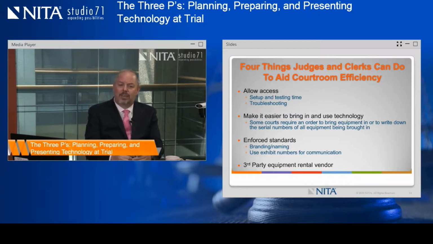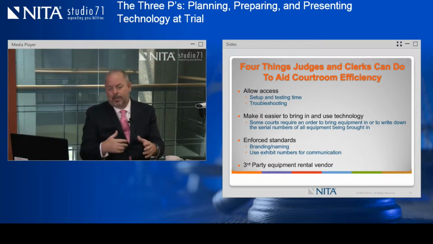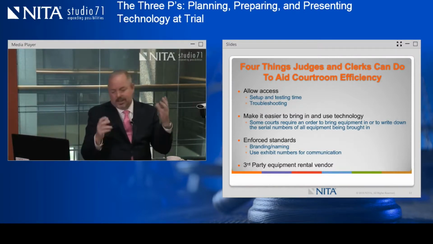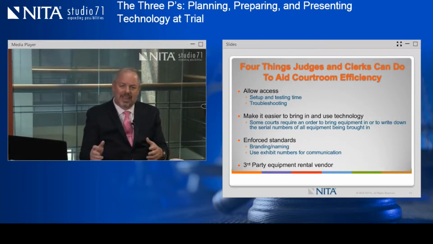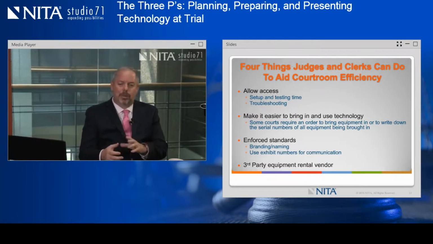And last, I highly recommend the use of a third-party equipment rental vendor to avoid finger pointing and problems. Professional legal equipment rental vendors know the legal market. They have backups upon backups of the equipment that they provide, and this is very helpful in case a piece of equipment blows or breaks. The trial environment is a rough environment for the use of technology. You're taking things up and down stairs and steps, and people drop stuff and spill stuff and do all sorts of things to the equipment. So having a replacement readily available is important.